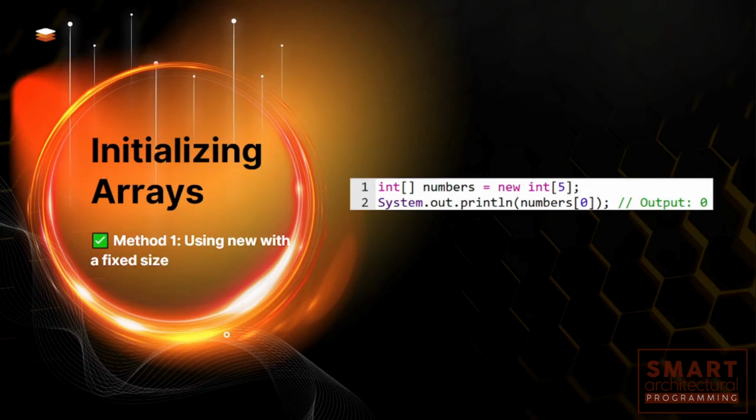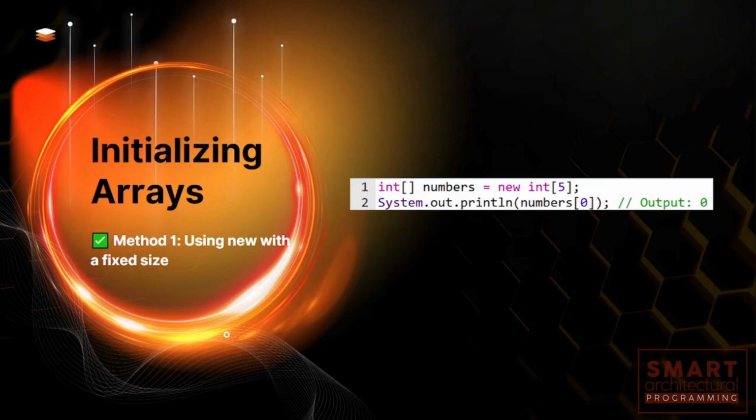Now that we've understood how you declare an array, let's focus on initializing arrays instead. Let's see how we can give them values, and there are a few different ways to do this. We've discussed declaration and initialization in the introduction to arrays video, but we haven't gone into detail on the different methods of initialization. So the first method is using new with a fixed size.